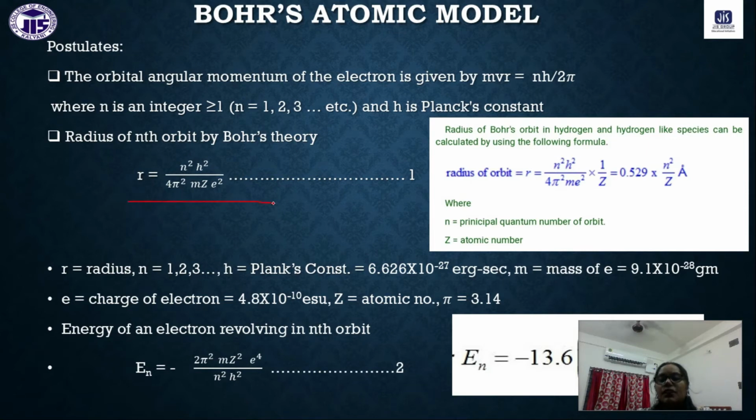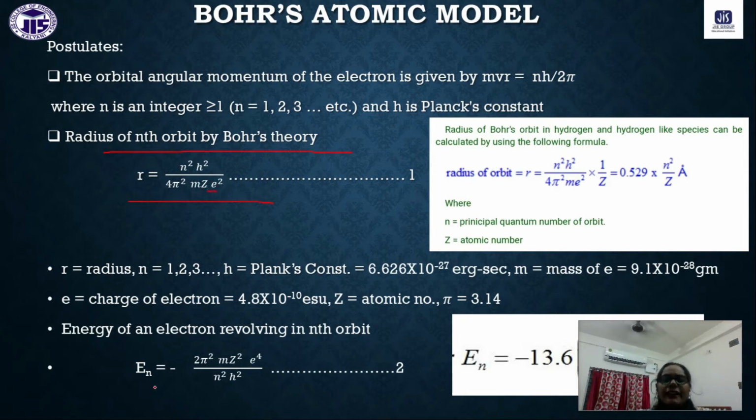The radius, we have derived the radius of the nth orbit of Bohr's theory, and the equation is r equals n square h square by 4 pi square m z e square, where n is the principal quantum number, h is the Planck constant, pi is a constant, m is the mass of the electron, z is the atomic number, and e is the charge of the electron.